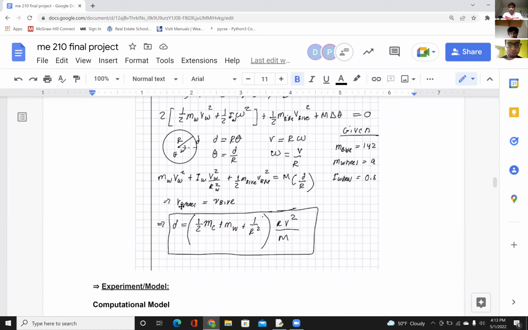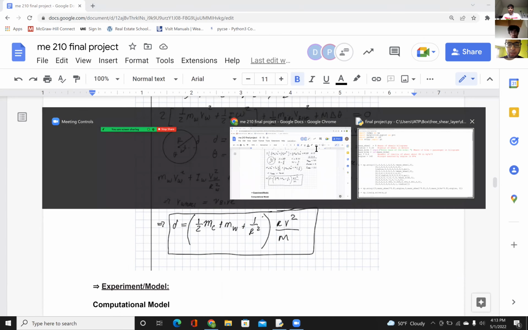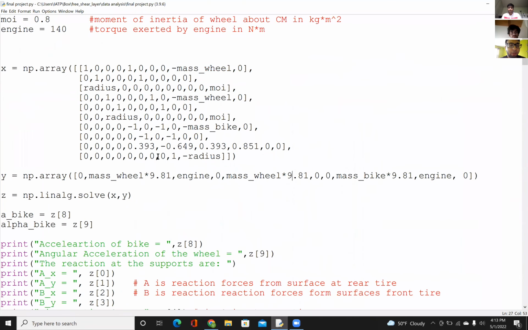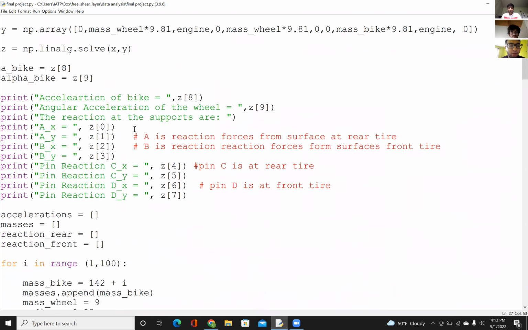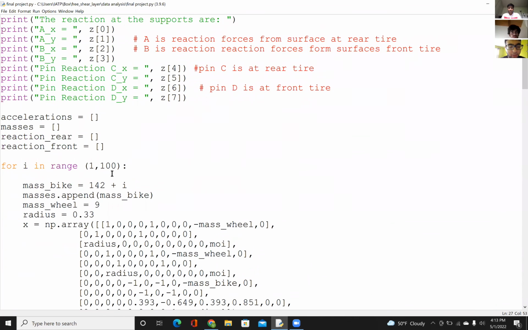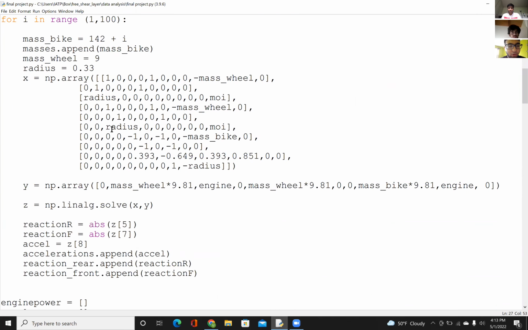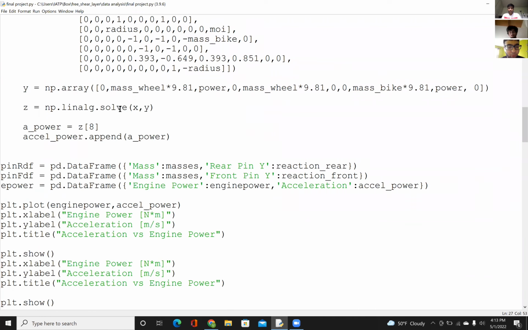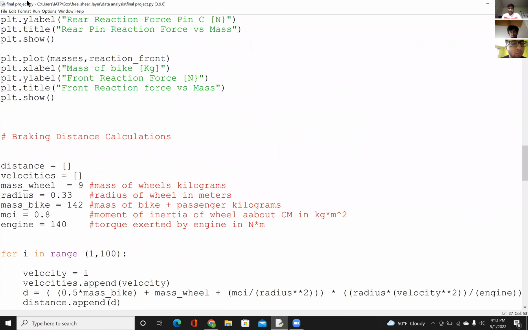So hi, for our experiment, we created a model using Python, and here is the code. Just a brief overview: here's the matrix we set up for the derived equations, and we loop by changing the mass, and we do it for several of the output variables to see what we get. So I'm going to run the code right now.